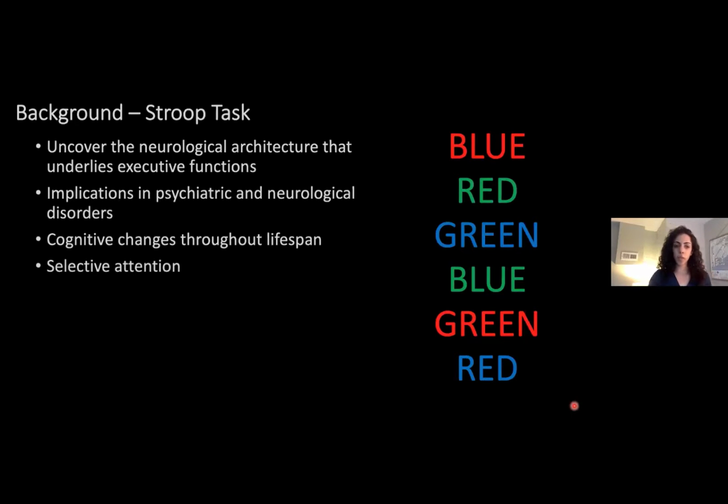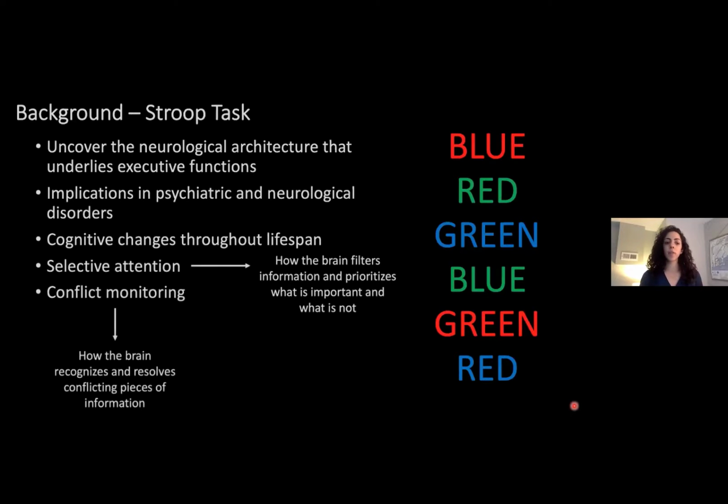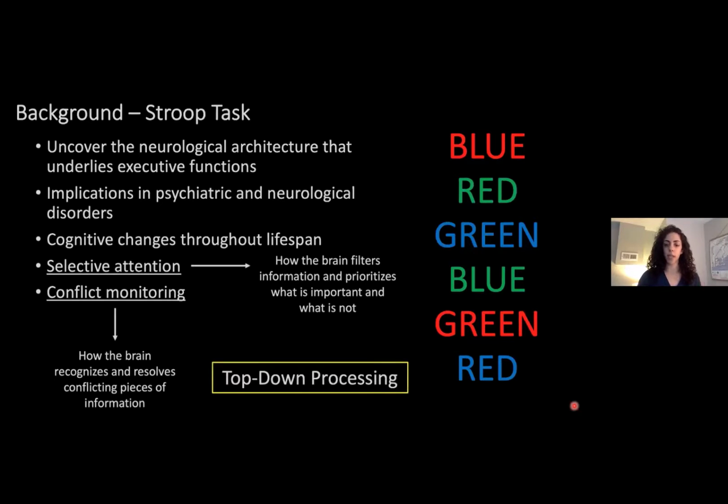It plays a major role in understanding selective attention, which is how the brain filters information and prioritizes what is important and what is not. This is related to conflict monitoring, which is how the brain recognizes and resolves conflicting pieces of information. These two processes are the focus of our study, and they're thought to occur via top-down processing.